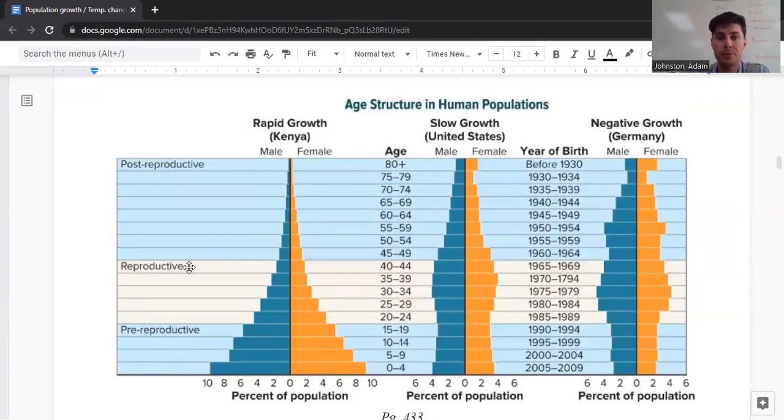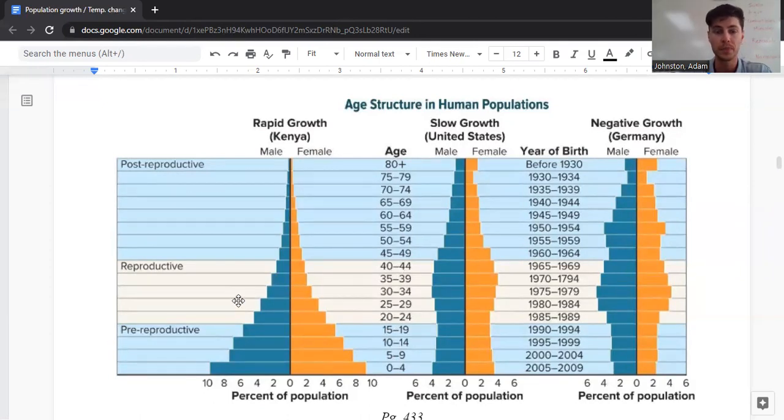What this means is we have divided the population into age groups based on whether or not these ages are able to have children. Pre-reproductive would mean folks that are not yet able to have children, and that's marked as 0 to 19 years of age here. Now, we know that sometimes teenagers can create a pregnancy, but for the sake of this graph, we're defining them as pre-reproductive, or before reproductive years.